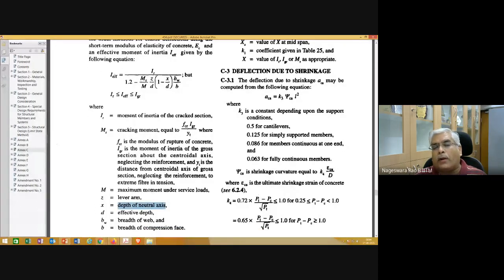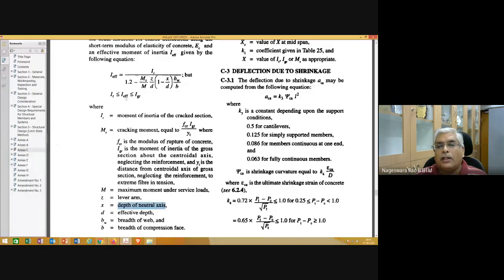Please note that whatever formula is given here for I effective is more general. That's why BW is used. It is the width or breadth of the web, to denote that it is related to the web portion of the section. It is written as BW, and B is the breadth of the compression face. Actually, this formula is written for the more general case of a flanged section. A rectangular section can be assumed as a flanged section where BW is the same as B.